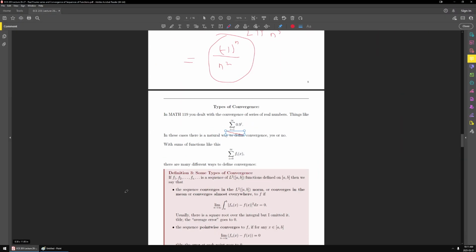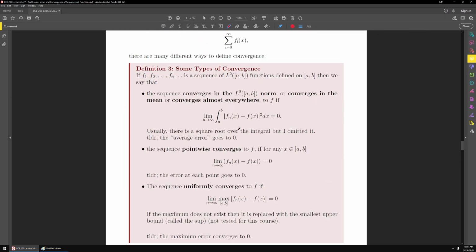Okay, so here are the formal definitions. These are the bits that you'll use for your homework, right? So the sequence converges in the L2 norm, or converges in the mean, or converges almost everywhere, if this limit goes to 0. Mechanically, if I give you a sequence of functions fn, and I give you a function f, or you find a function f, you plug them in, you integrate, you take the limit. That's it. That's all you have to do to check it. And this is really saying that the average error goes to 0.